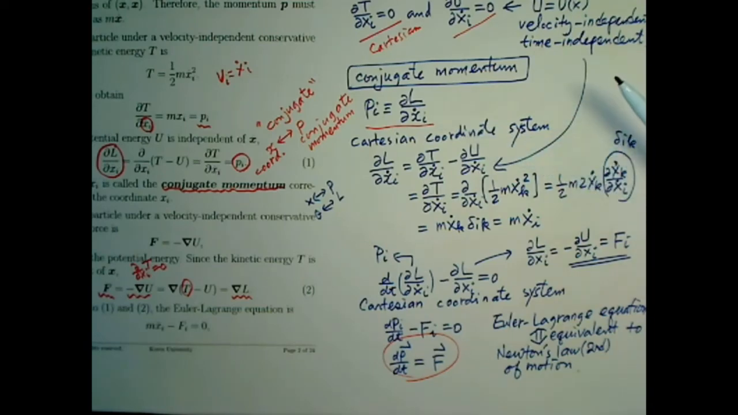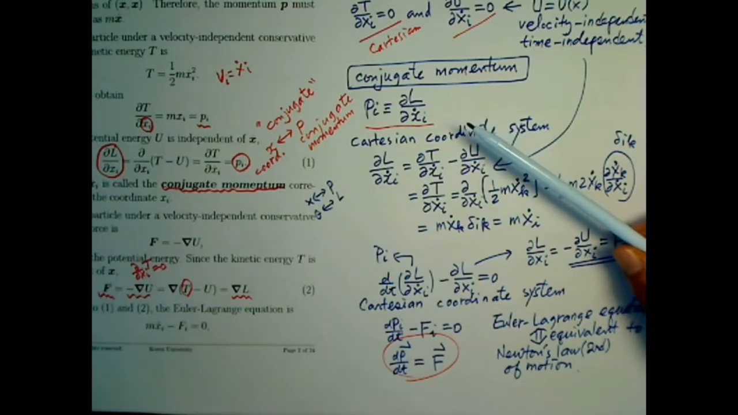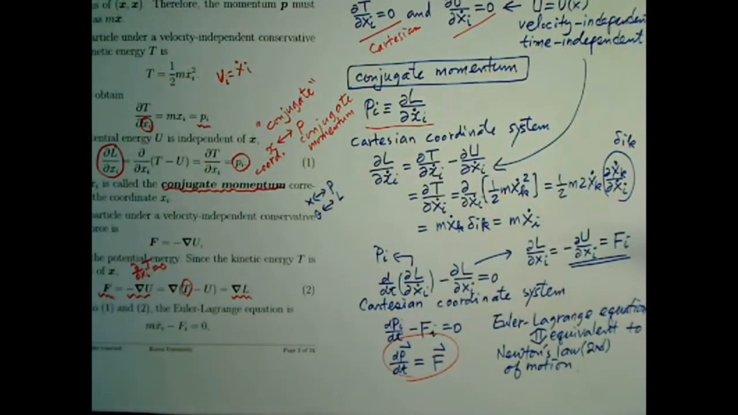The velocity partial derivative of the Lagrangian is the momentum, and we call this momentum the conjugate momentum. And the coordinate and conjugate momentum have a special relationship, especially in quantum mechanics.